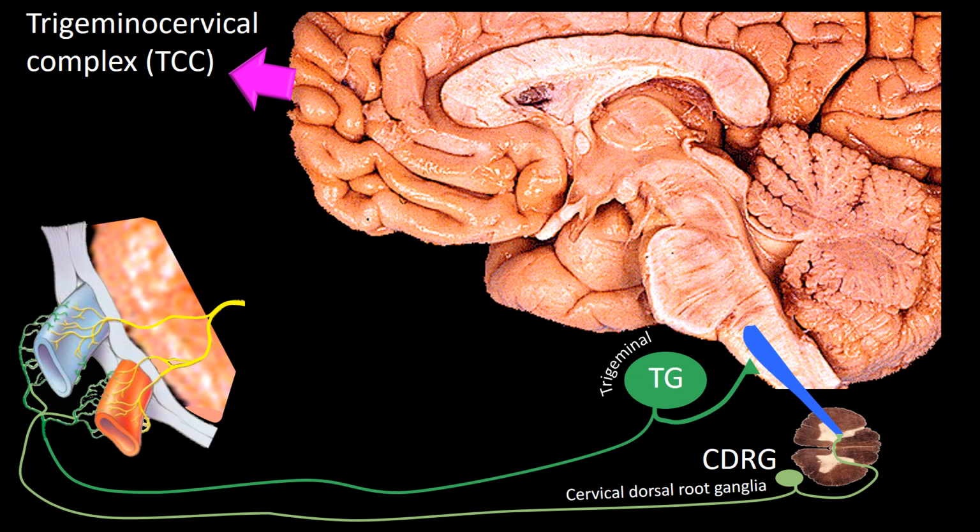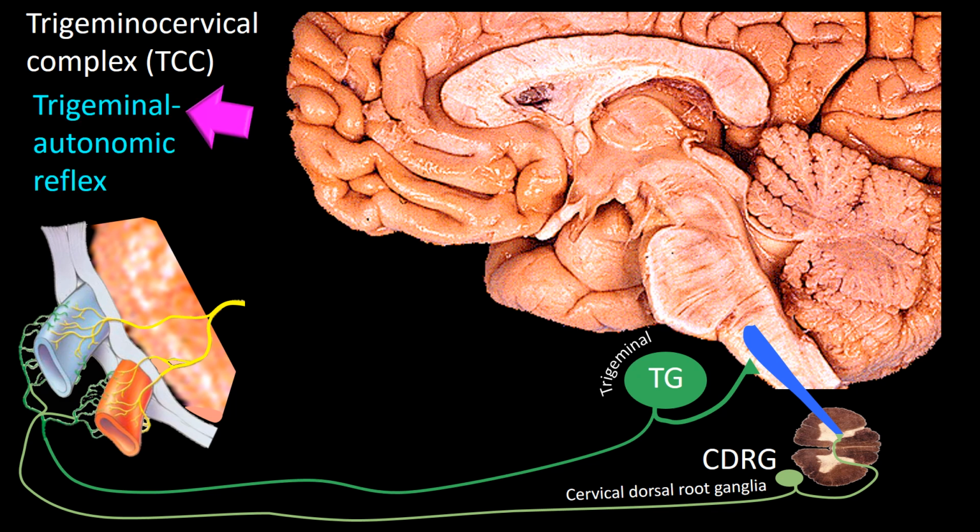The second anatomical system we must consider in order to understand the alleged pathophysiology of migraine is called the trigeminal autonomic reflex. In this frame, you can see the trigeminal cervical complex we introduced just a few minutes ago. This complex is the trigeminal arm of the trigeminal autonomic reflex. I will now explain the autonomic arm of this reflex.